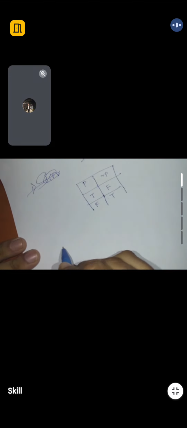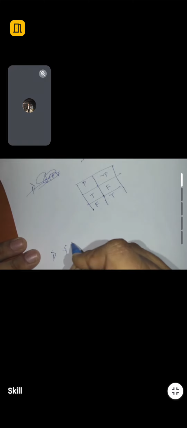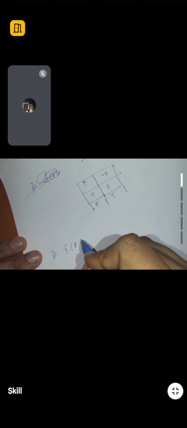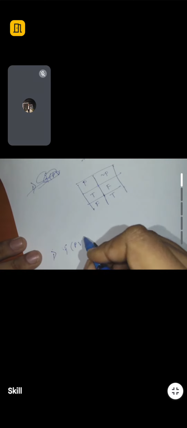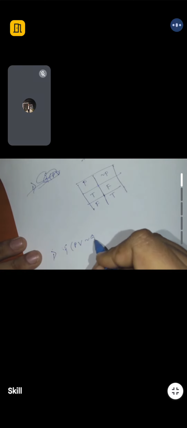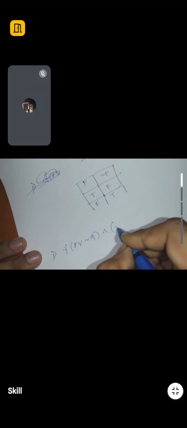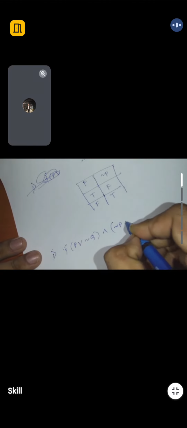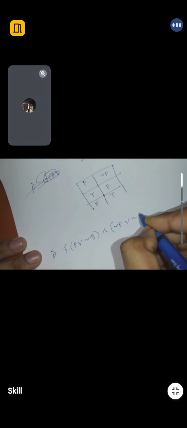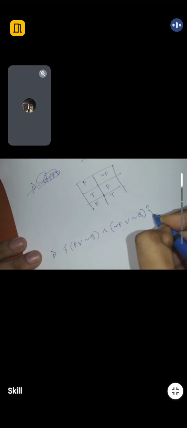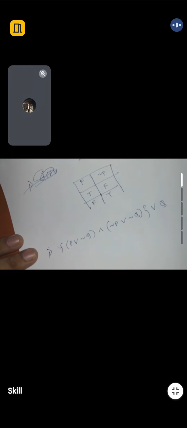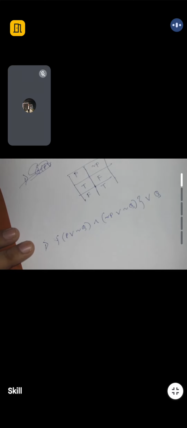So next, I will give you an expression: P or negation of Q, and, negation of P or negation of Q, and Q. Okay, so this is an expression. We have to calculate the output of this expression. We have to calculate the truth table.